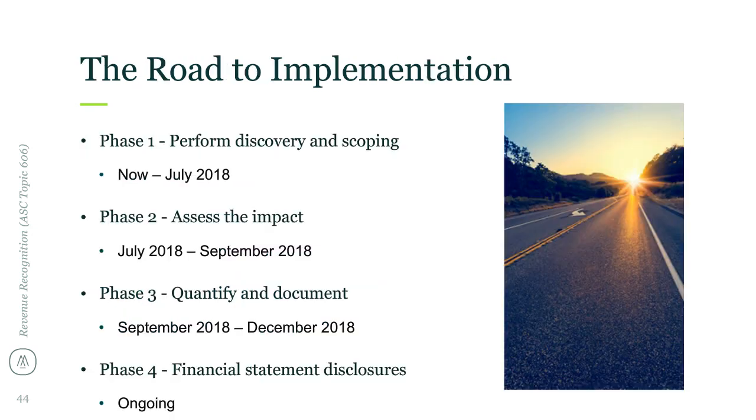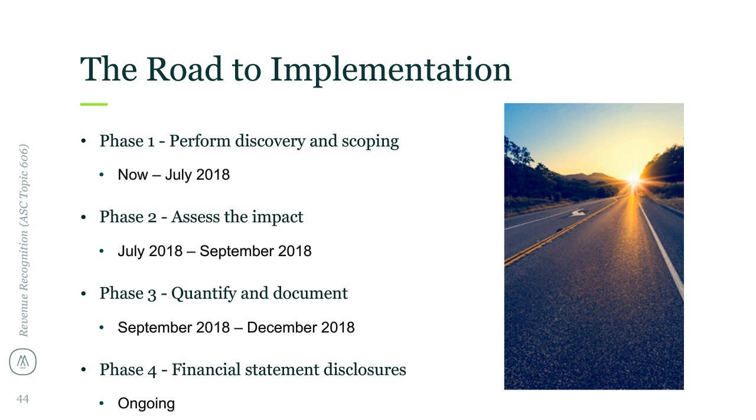So now here is our outline for the road to implementation. What we have done is put together a timeline for the remainder of 2018 because by the end of 2018, you should be set to account for revenue under 606. It's effective for most of us for year ends beginning after December 15th, 2018. So January 1st, 2019, your revenue recognition should be accounted for applying 606.